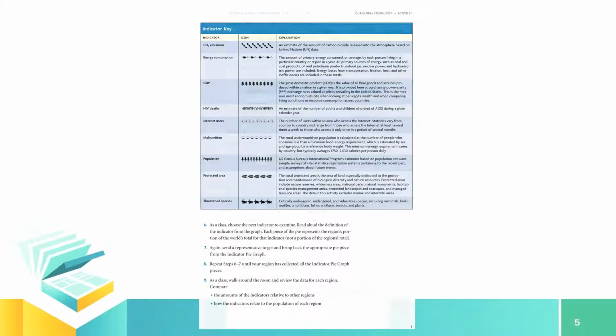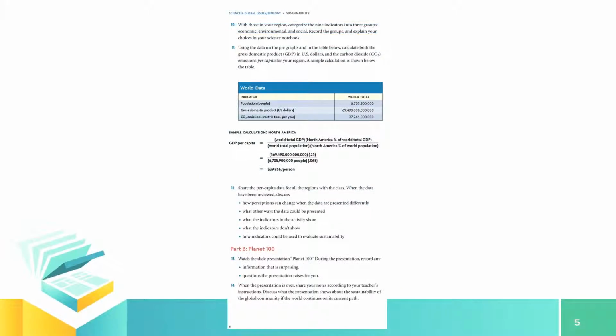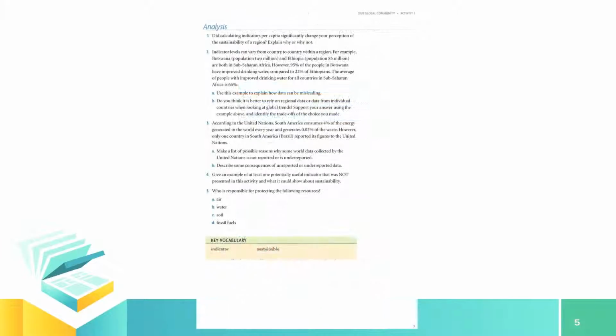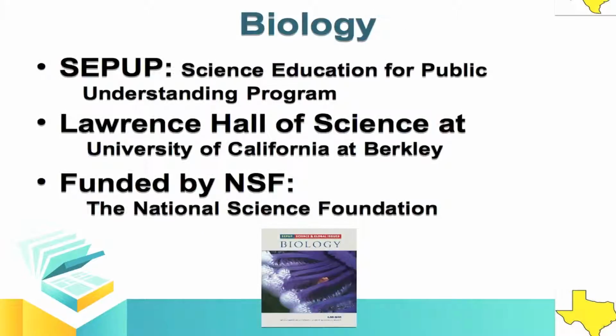Our program is designed to motivate and interest students by demonstrating that science is so much more than just reading a textbook and is directly tied to their own life. Our non-traditional approach means that our student book looks and feels more like an enhanced lab guide than a standard textbook. Science and Global Issues Biology was developed and customized for Texas by CPUP, the Science Education for Public Understanding program at the Lawrence Hall of Science at UC Berkeley, and it's supported by the National Science Foundation.